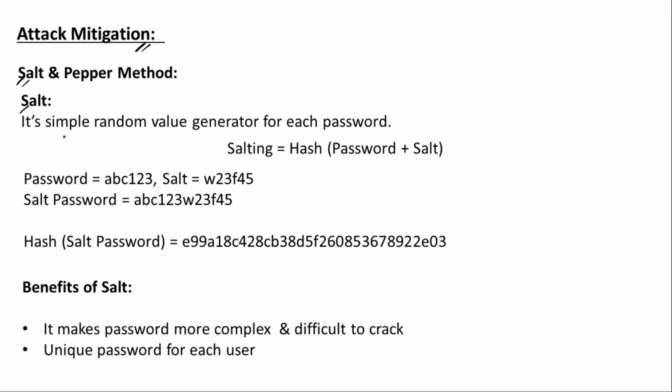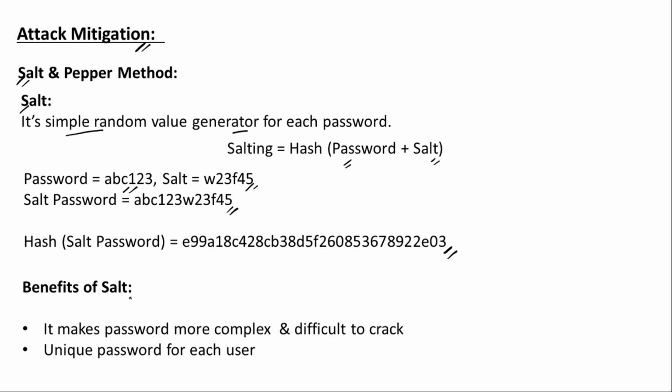Salt is a random value generated for each password. It means that it adds a random value to your password. So let's say your password is ABC123 and the random value is this one. Then it adds both of them and generates the hash value of this combination.